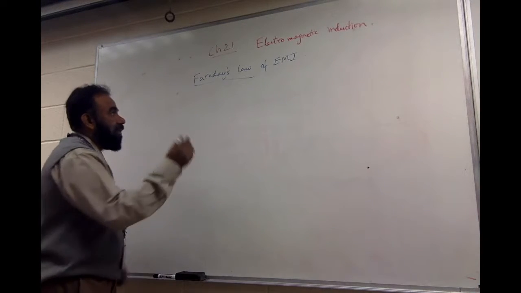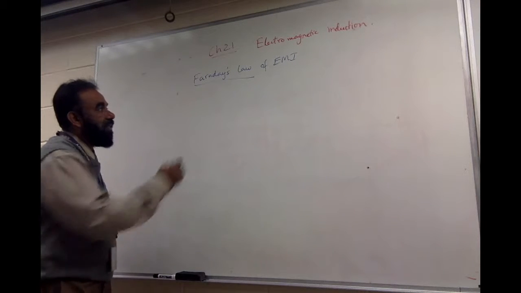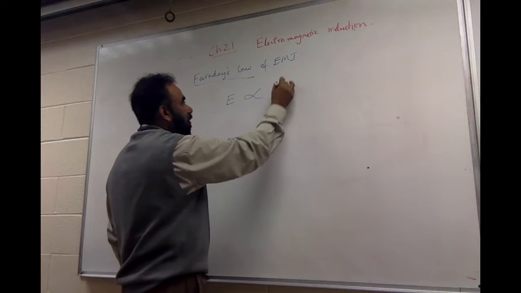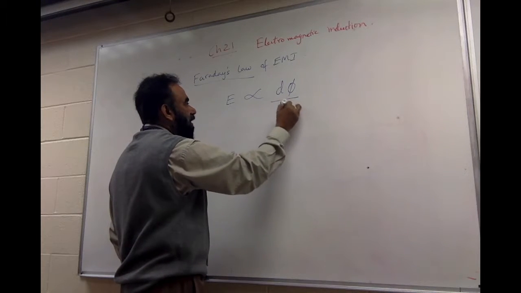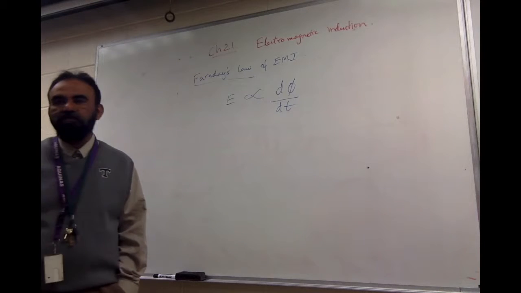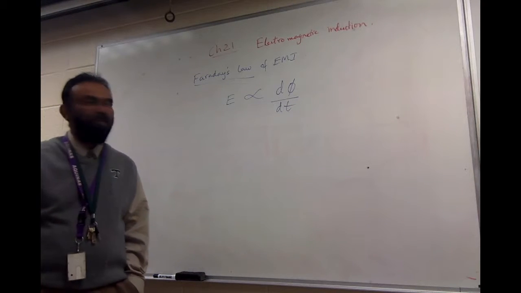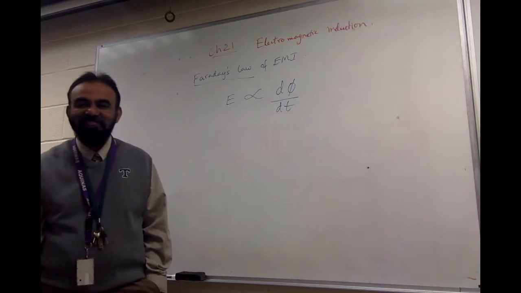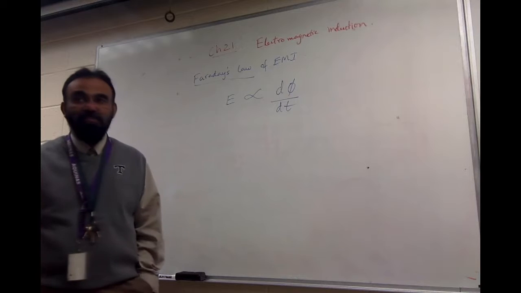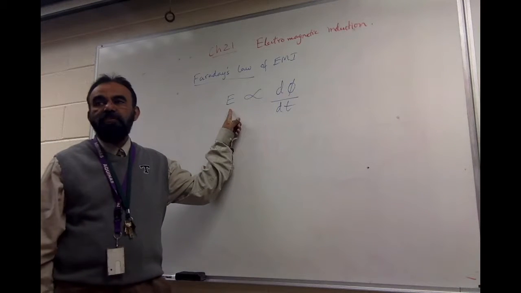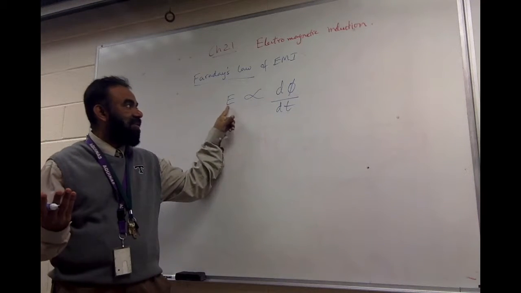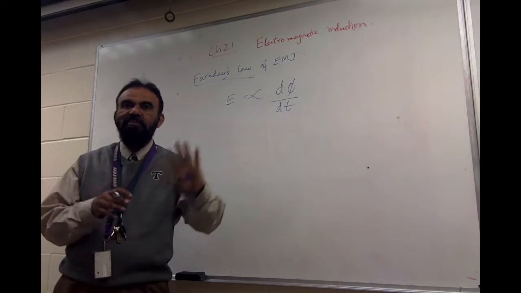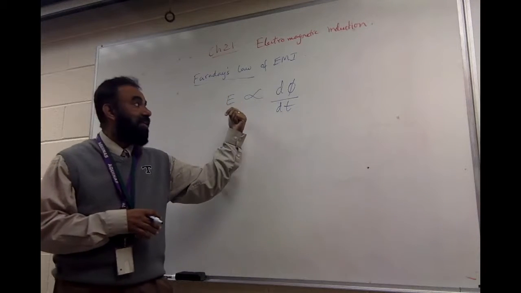So write down: the EMF is directly proportional to the rate of change of magnetic flux. Easy. That's what Faraday came up with. All right, this is the basic thing. Now, EMF is the main cause for the current. So this current that is flowing is because of this EMF divided by the resistance and so on. So current is a consequence of the EMF generated.